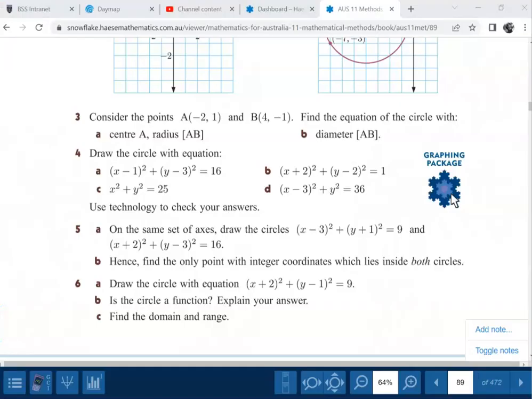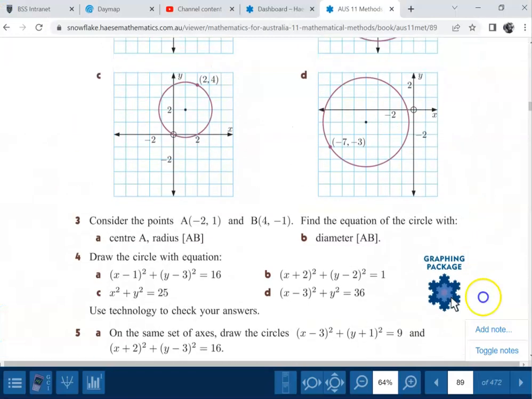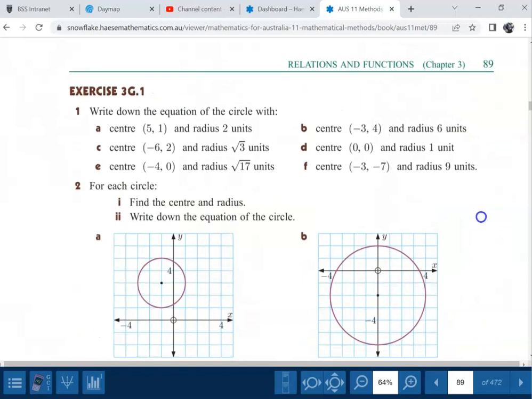That's right. And it started off really, really nicely. So those who were not here, you're probably going, geez, didn't miss too much. Write down the equation of the circle with centre (5, 1), radius 2. So we'd say that's x take 5 all squared plus y take 1 all squared equals 2 squared, so equals 4.